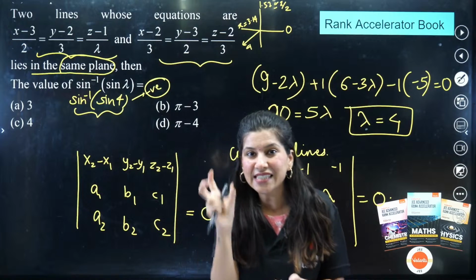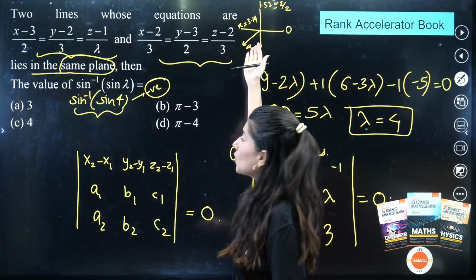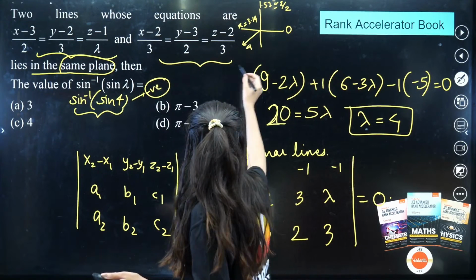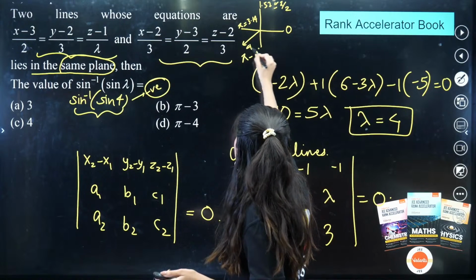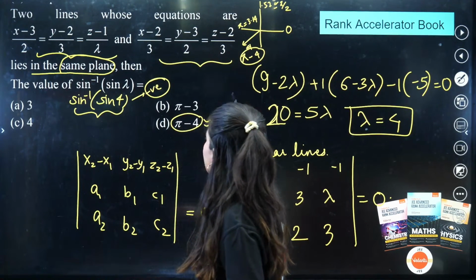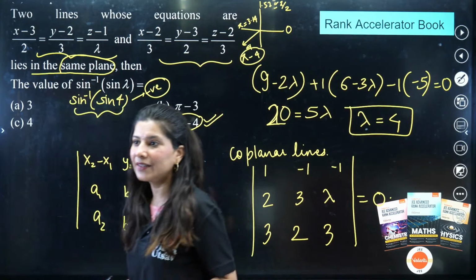Sine inverse of a negative quantity is what? Negative, because in the third quadrant sine is negative. That's why we are looking for a negative number. So that is going to be pi minus 4 as the answer, not 4 minus pi. Pi minus 4, option D, is the absolutely right answer. All right, I hope that this is clear.